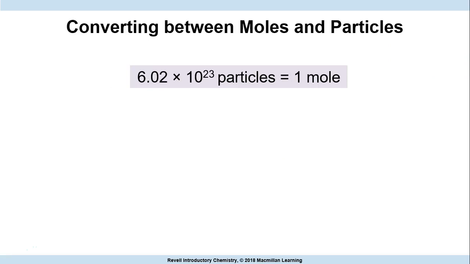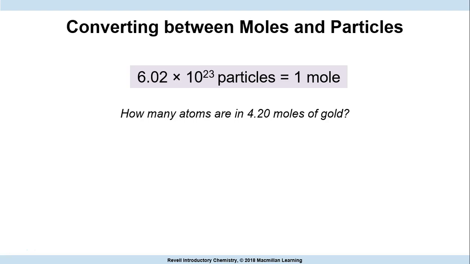For us to be able to convert between moles and particles, we are going to use the Avogadro's number. And the Avogadro's number is 6.02 times 10 to the 23 particles or ions or atoms. So, it's equivalent to 1 mole. Now, let's see an example. How many atoms are in 4.20 moles of gold?